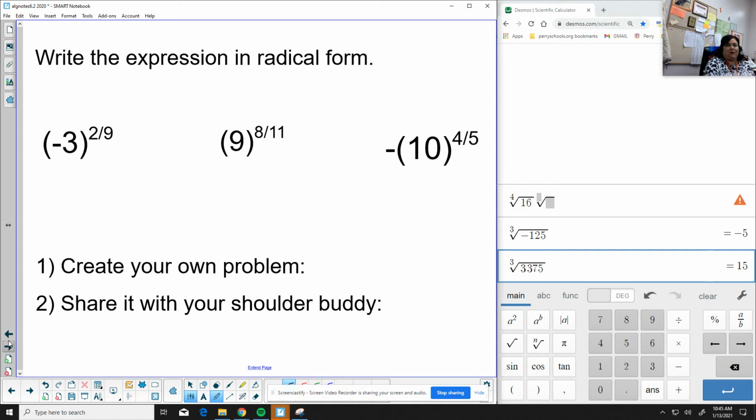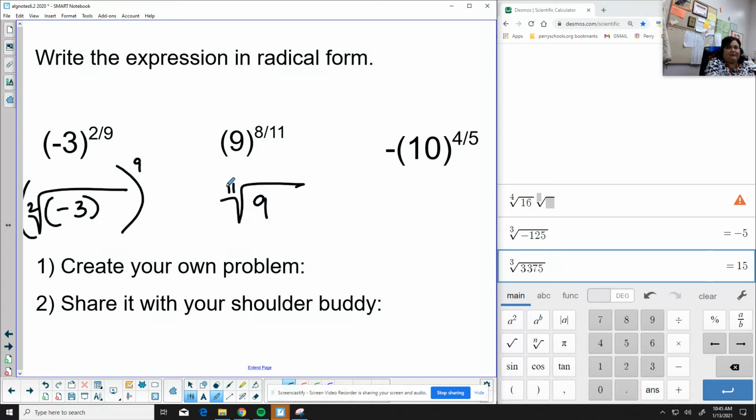Write the expression in radical form. Okay, so now I've got something other than 1 in the numerator. So negative 3 is my number, that's my base. My index is 2, and the whole thing is raised to the 9th power. And then here I've got 9 as my base, 11 is the index, and the whole thing is raised to the 8th power.